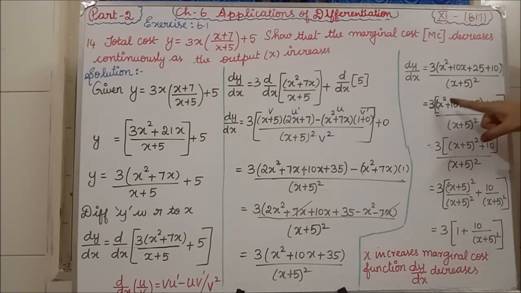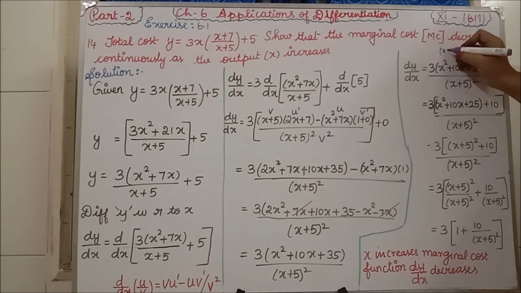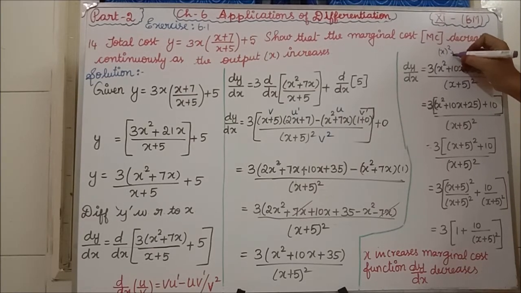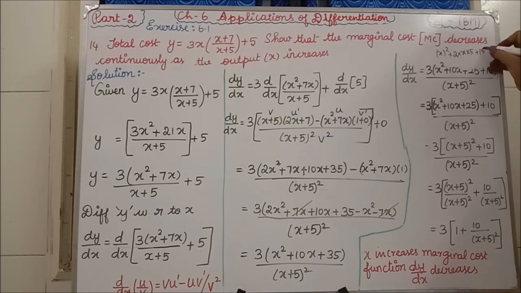Students, now see here, this is x square, this is 2ab. Consider that x square plus, instead of 10x, if I write 2 into a is x, b is 5, I'll write here x the whole square plus 2 into x into 5 plus 5 the whole square.